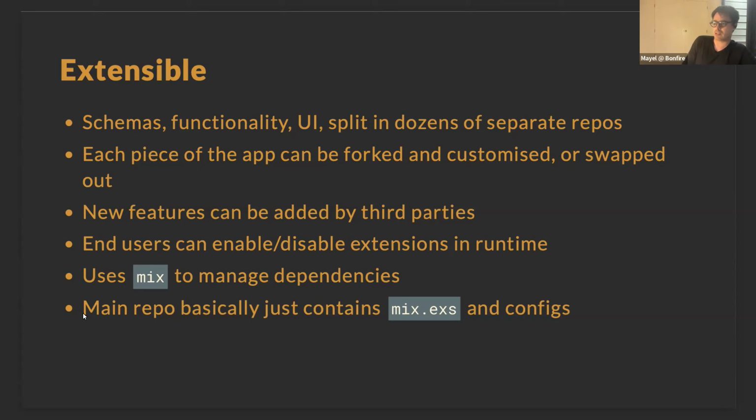So this makes the app extensible, meaning that users can add functionality by adding more extensions or can disable extensions, but also makes it more customizable because you can easily fork one little part of the app and modify it, right? Instead of having to maintain a fork of the whole big app.